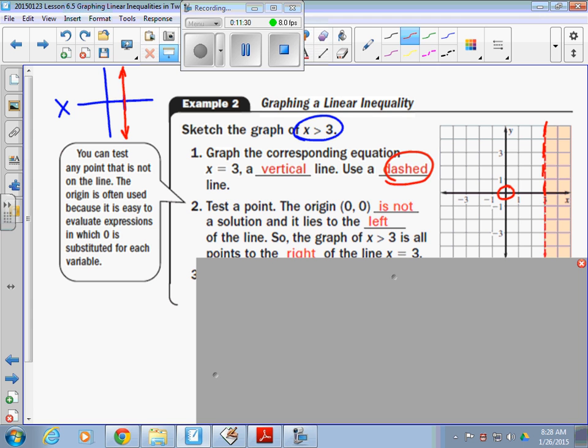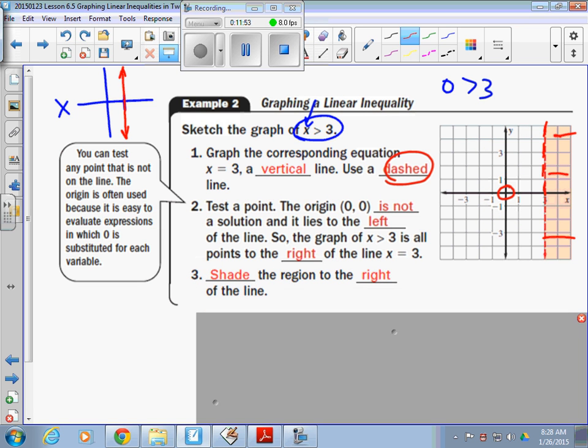Then test a point. Always use this point right here unless the line goes through that. That's the only time you don't want to. That's the easiest point to plug in, 0, 0. You plug in 0 for x. 0 is greater than 3. We know that's not true. That is false, which means everything over here, that half plane, is wrong, which means everything on the other side has to be correct. So then shade to the right.